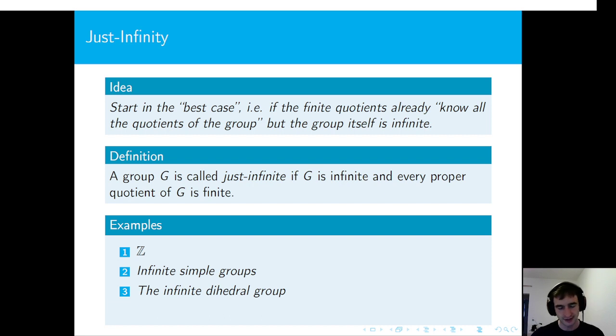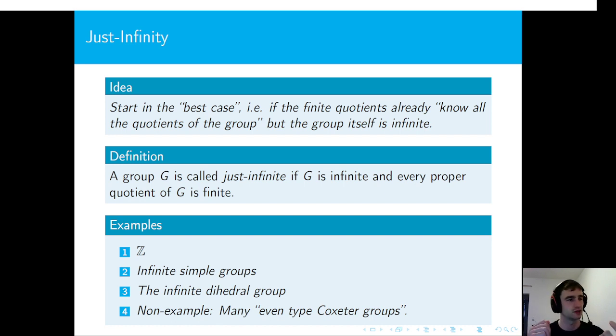Some non-examples are, for example, many even-type Coxeter groups. An even-type Coxeter group is a Coxeter group where the edge labels are all even numbers or infinity. Then very often you can just project down and end up with an infinite Coxeter group.